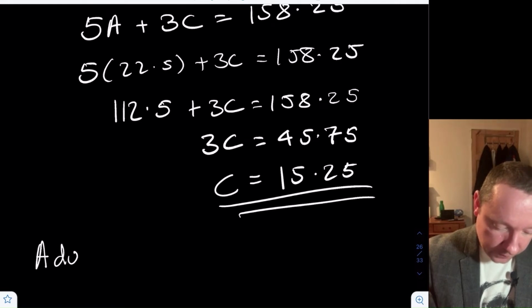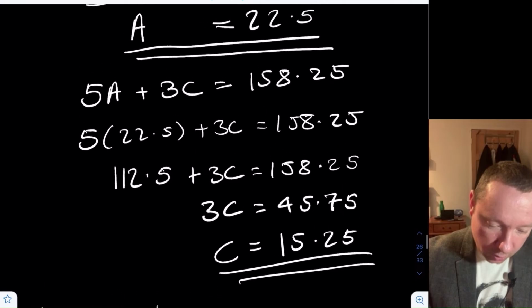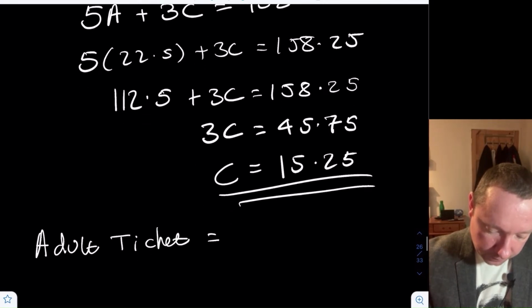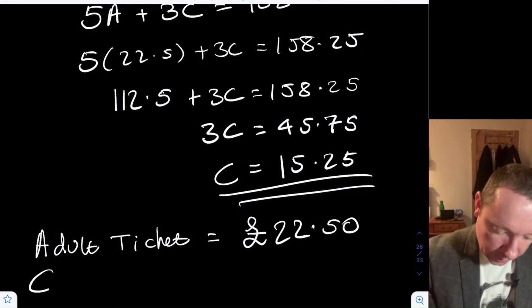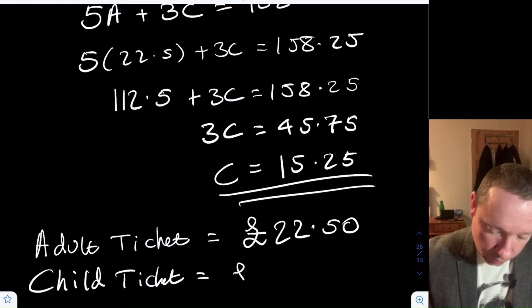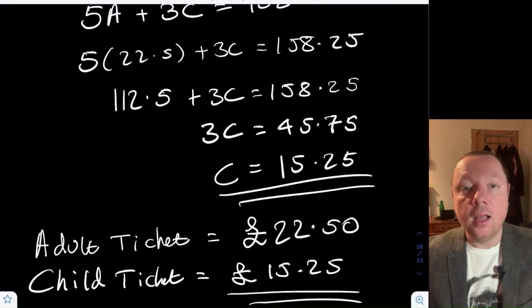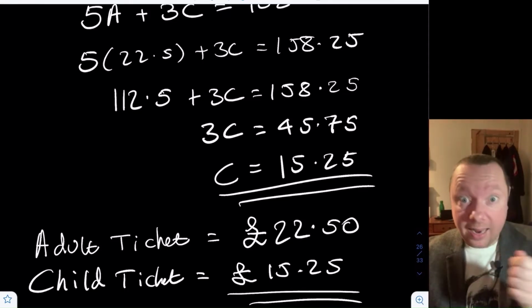Adult ticket equals £22.50. Child ticket equals £15.25, and we're done. If you don't write these statements, then you'll lose a mark.